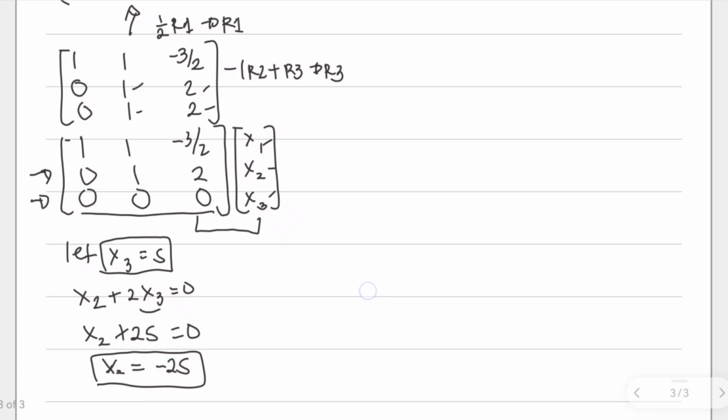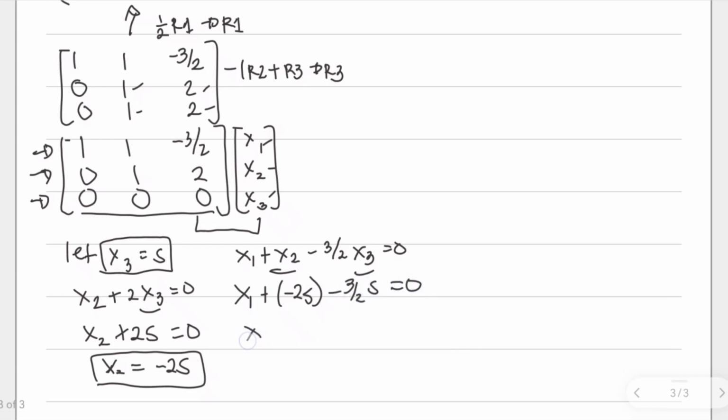Then we will go to our first row. So you have 1 times x sub 1 is x sub 1 plus x sub 2 minus 3 halves of x sub 3 equal to 0. This is s. This is minus 2s. So x sub 1 plus negative 2s minus 3 halves s is equal to 0. So you have x sub 1, that's negative, so that's negative 4 halves. So negative 7 halves of s equal to 0. So x sub 1 is positive 7 halves of s.